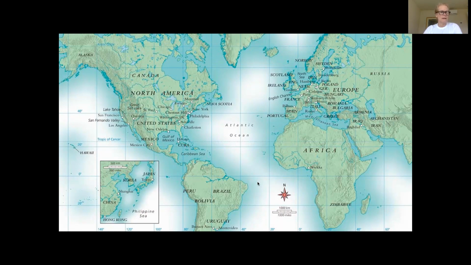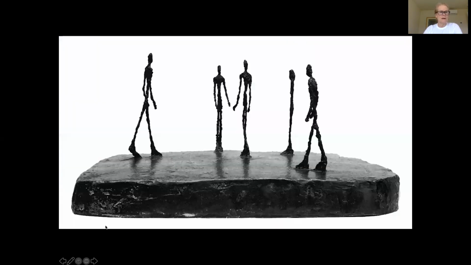I'm going to give you a quick view. I'm going to look at the work of one artist to illustrate the attitudes of the artists who stayed and were working in Europe post World War II. This is the sculpture of Alberto Giacometti. This is called City Square.